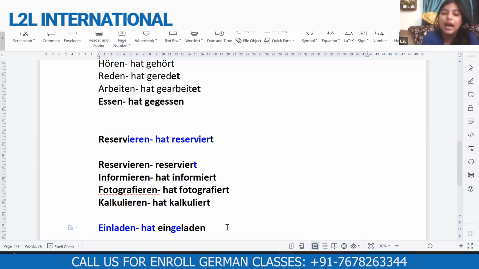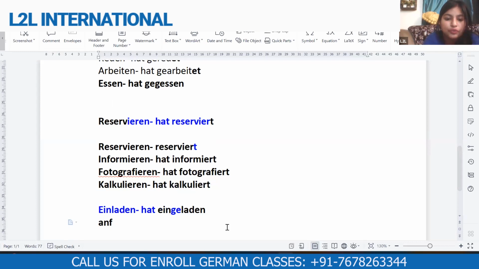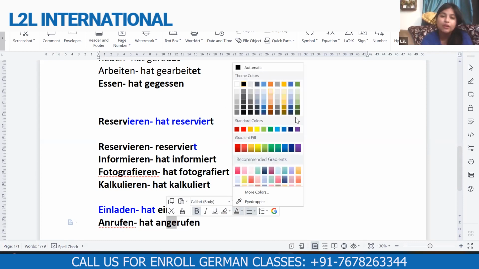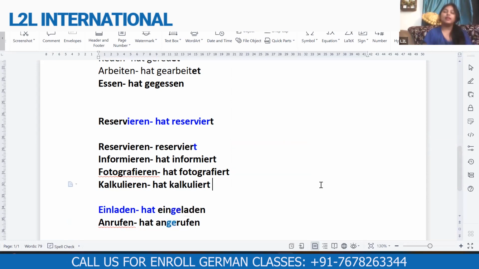So, hat eingeladen. This is the verb. Then for example, anrufen. It will not be hat geanrufen. No, it will be hat angerufen. Hat angerufen. So again, GE takes the middle place. So remember, in all the participles of the separable verbs, the GE is kept in between.